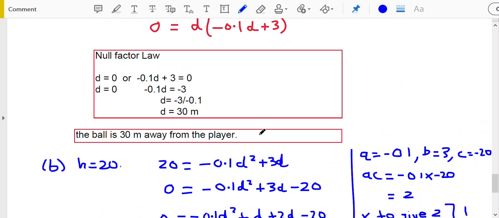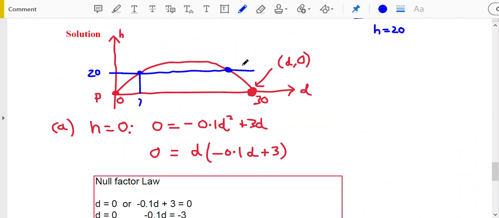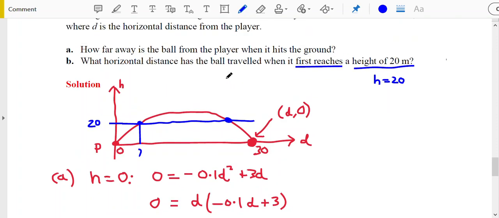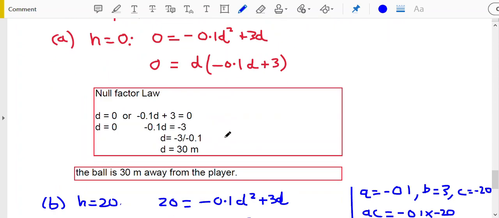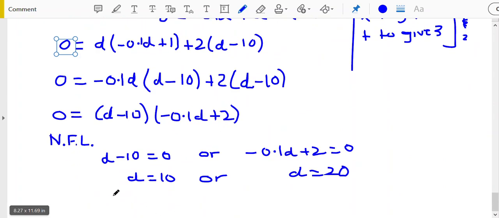If I go back to the problem up here, look at my blue. So this one's 10, the first time is 10, and the second time is 20. And the question asks for when does the ball first reach a height of 20? So that's after 10 meters. 20 is further down here. So the final answer would be d equals 10 meters.